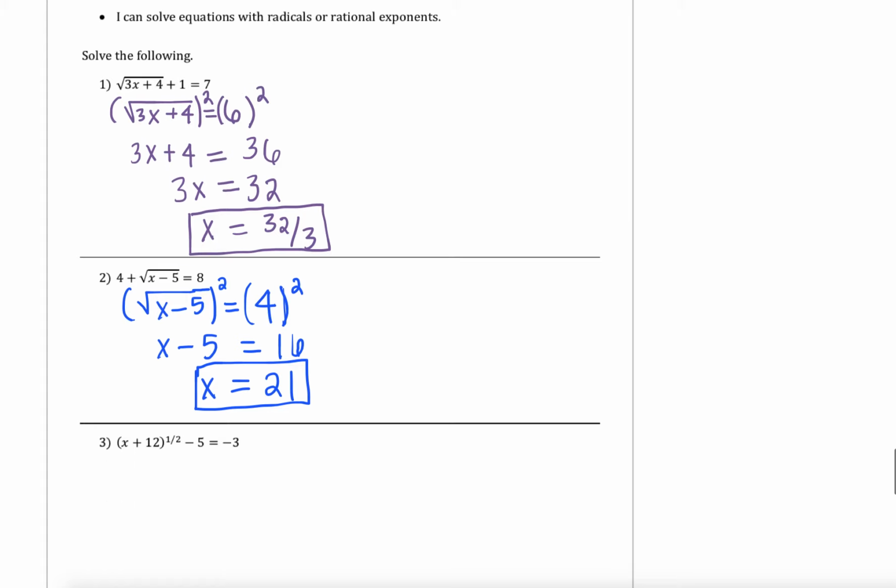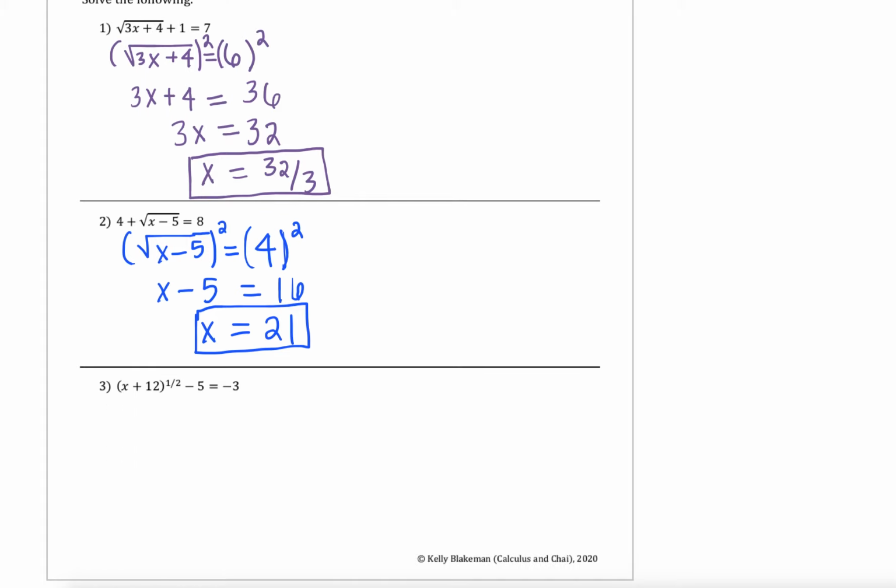Let's look at our third example. Here it looks a little bit different. We have x plus 12 to the 1/2 power minus 5 equals negative 3. Well, what does the 1/2 power represent? The 1/2 power is the same thing as the square root. We learned earlier in this section that if I have the nth root of something, that's the same thing as that number, let's say x, to the 1 over n power.